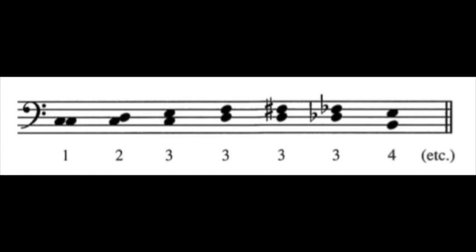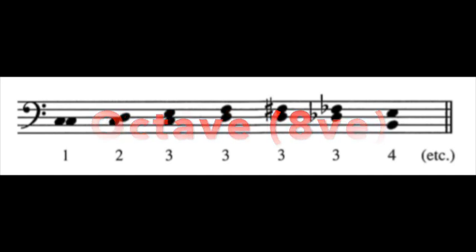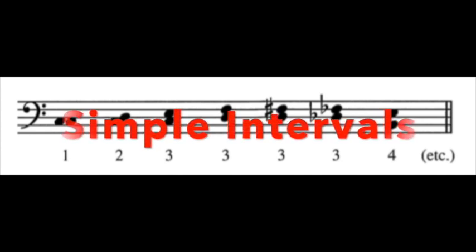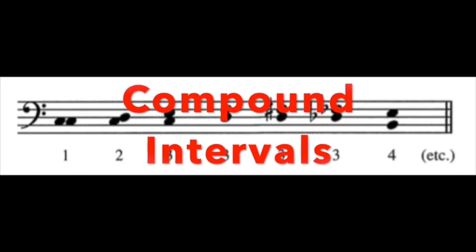In talking about intervals, we use the term unison instead of 1 and octave or an 8VE instead of 8. We also say second instead of 2 and third instead of 3 and so on. Intervals smaller than an octave are called simple intervals, whereas larger intervals, including the octave, are called compound intervals.